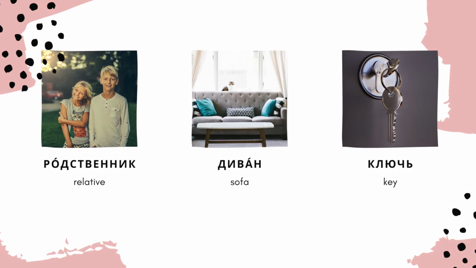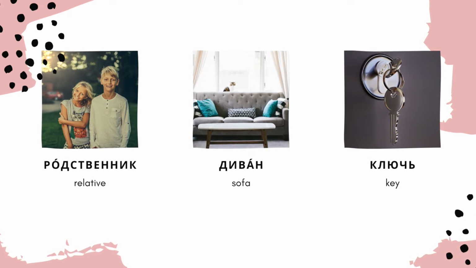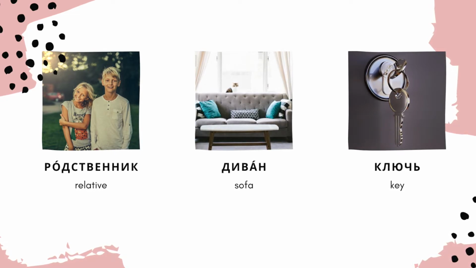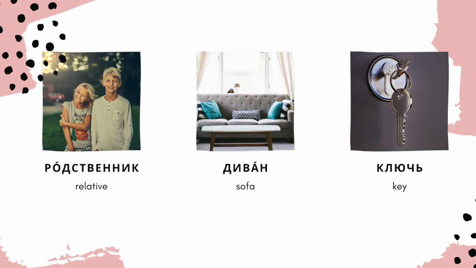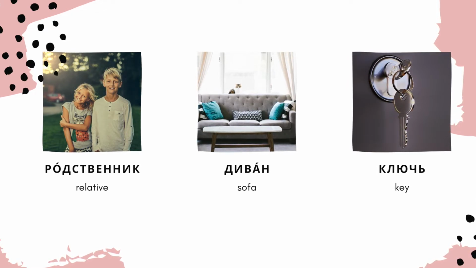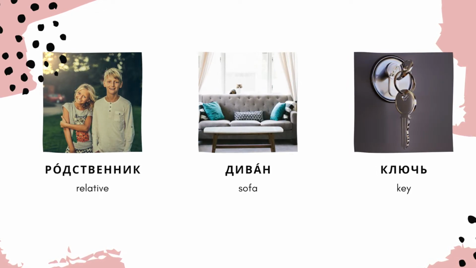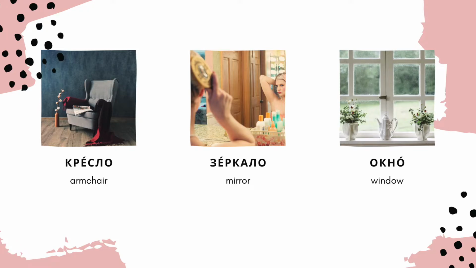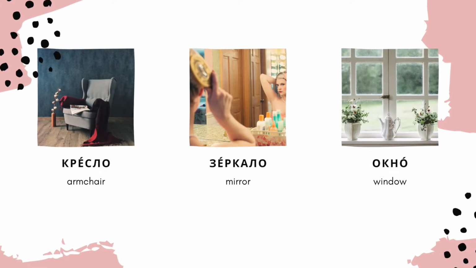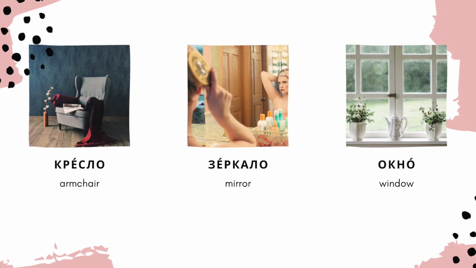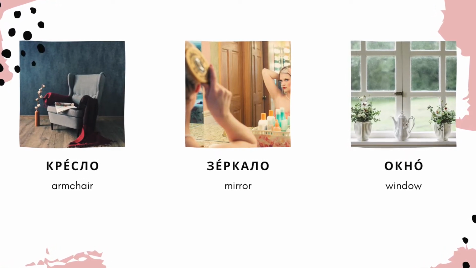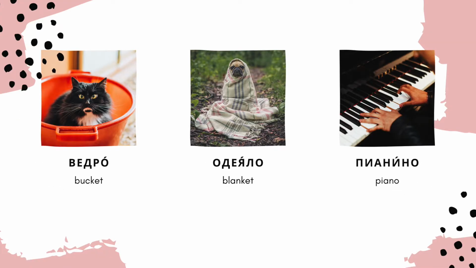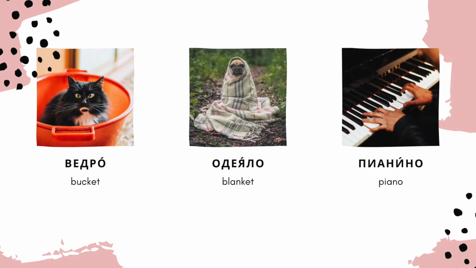Муж, муж. I couldn't decide what picture to choose, so just read the translation, please. Муж. Next one, родственник, родственник. That can be anybody, but male gender. Female would be родственница. So male, родственник. Диван, диван. Ключ, ключ. Just one. Next one. Кресло, кресло. Зеркало, зеркало. Окно, окно. Ведро, ведро.